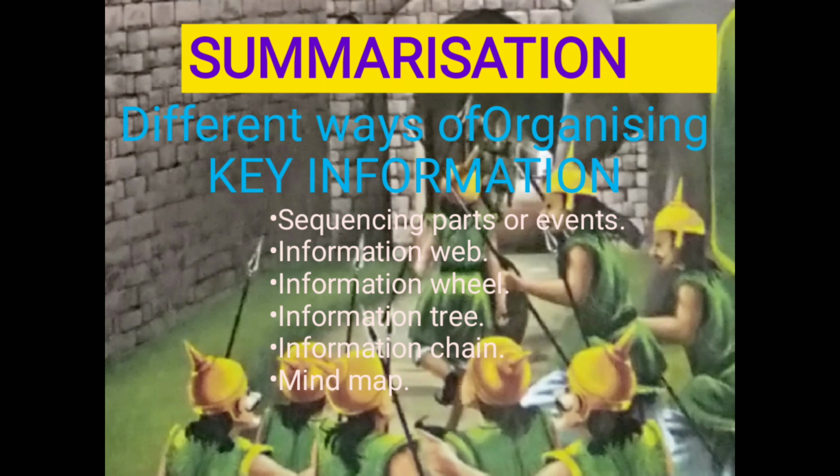Okay, while we are collecting and organizing information, what did we do? We have just sequenced parts or events. There are several ways of collecting information. I'll tell you what those are. In today's class we have sequenced, in the sense we have collected them in an order. Now in other ways also you can collect the main information, with which you can make a web, a wheel, a tree, a chain, and also prepare a mind map using all this information, the information which is important for us.